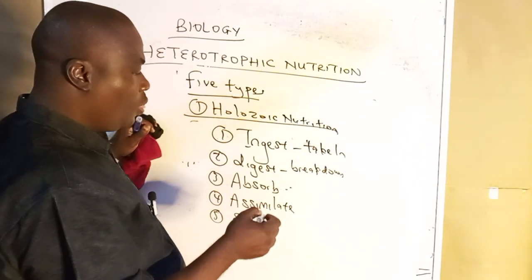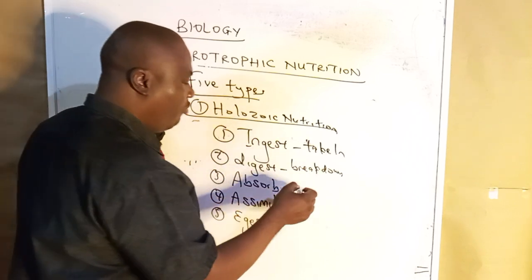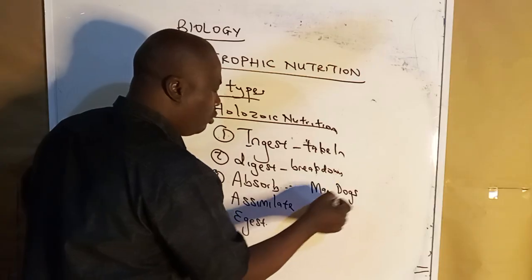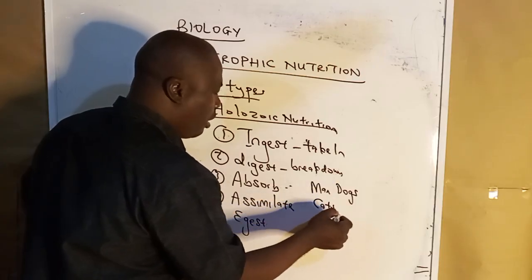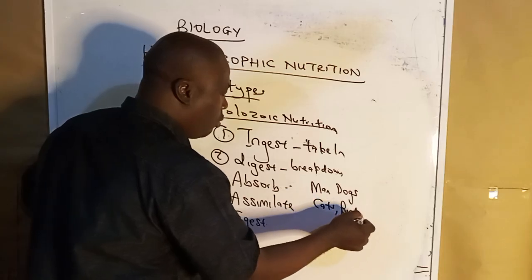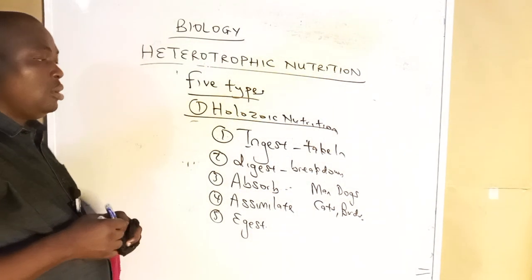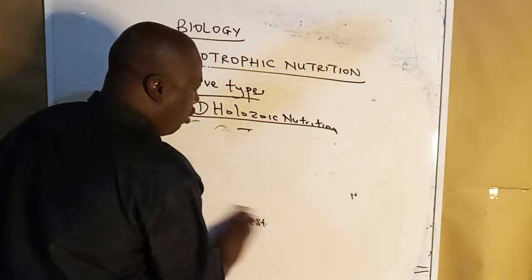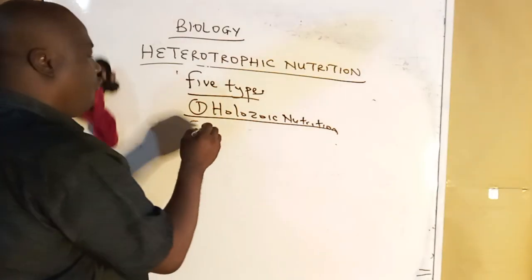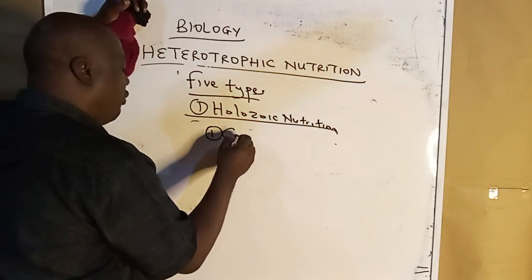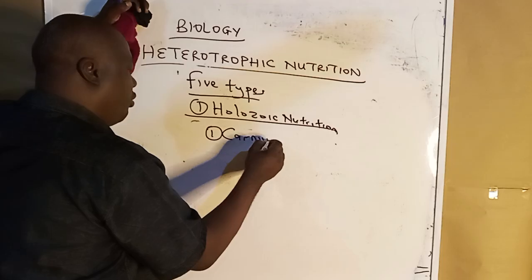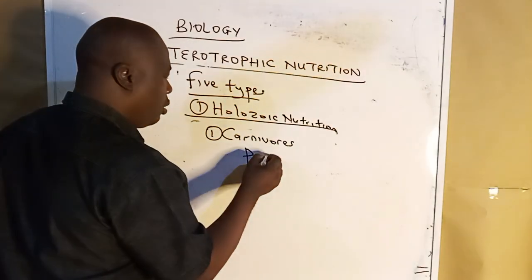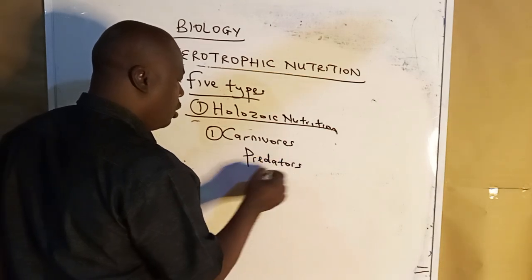An example of animals involved in holozoic nutrition, we have man, dogs, cats, birds. And I'll classify these animals into three groups under holozoic nutrition. The first one are carnivores. Under carnivores, we have predators and scavengers.